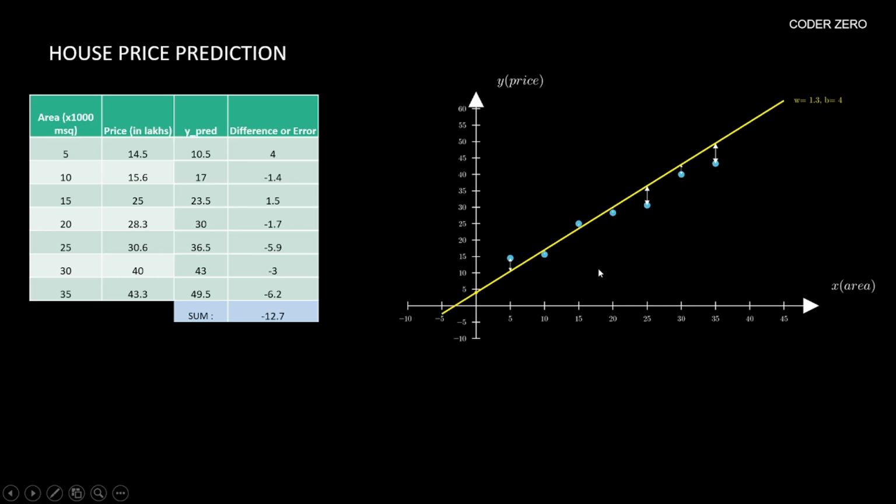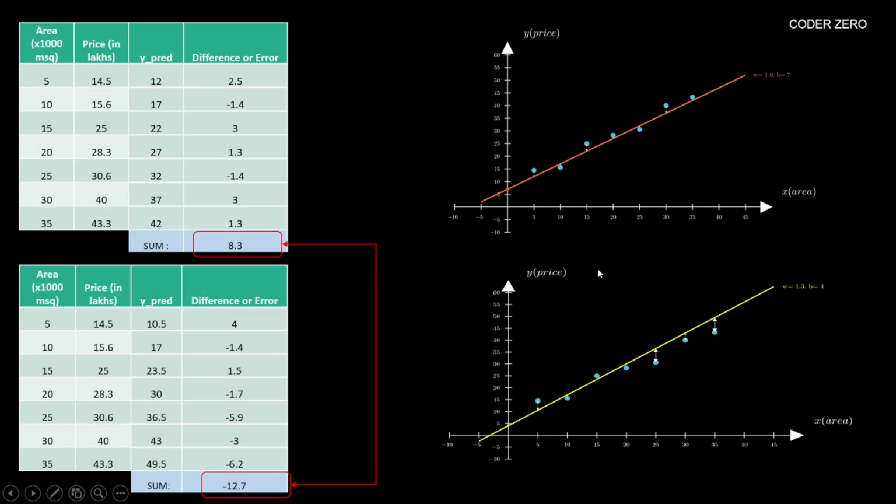Now if we compare both lines side by side, for this line we have a sum of error of 8.3, and for this line we have a sum of negative 12.7. If we look at these two figures, negative 12.7 is lesser than 8.3, hence this would be the best fit line. But looking at the figures, you can clearly see this line is not the best fit line. Between these two lines, the other line is the best fit line, and this is because we have a bunch of negative values in the difference.